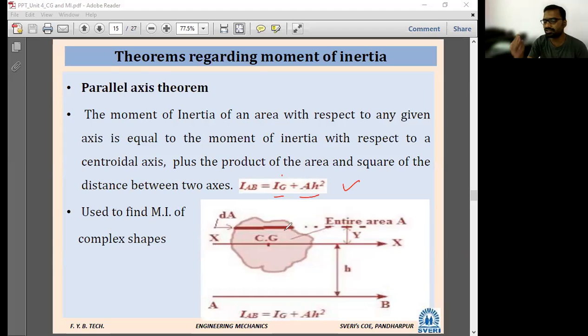DA is the small strip they took, so its area is DA. Okay, a small strip. DA is the area of this small strip. Derivative, okay, small part. When you want to calculate the total area, that is the integration of this DA.